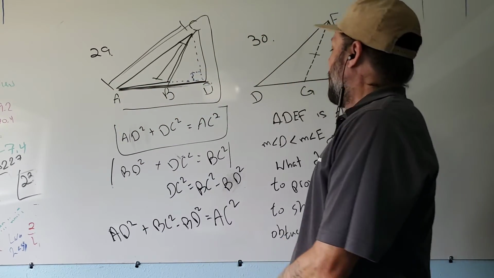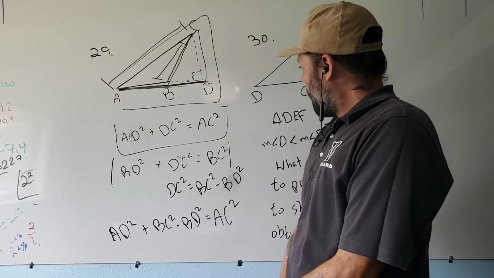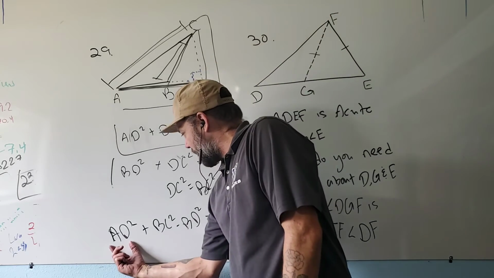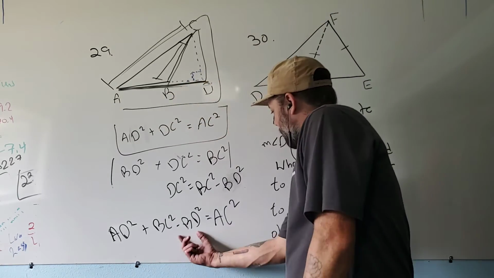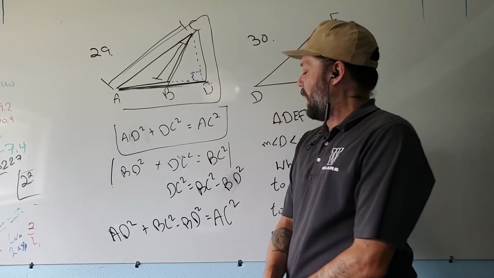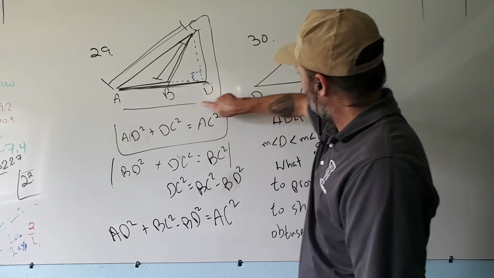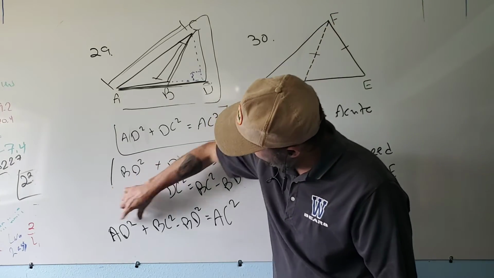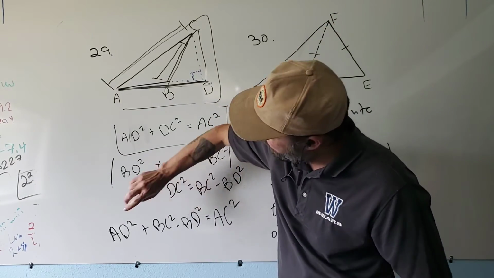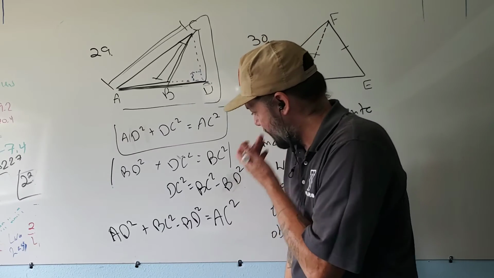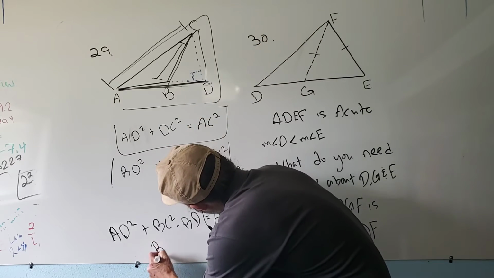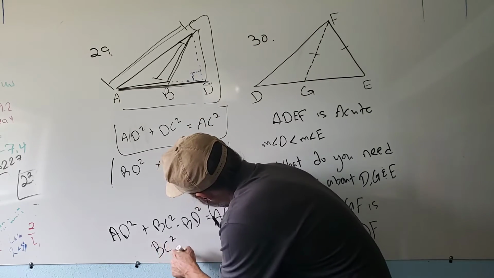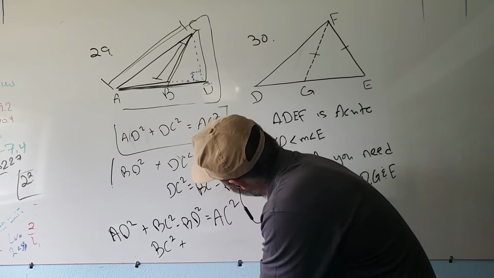Okay? I think we can understand the fact that A to D is longer than B to D. Because A to D is longer than B to D, if I take this length and subtract away a smaller length, I'm going to be left with a positive number, right? So here I'm left with the length of BC squared plus some number.